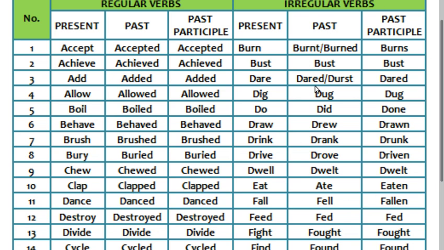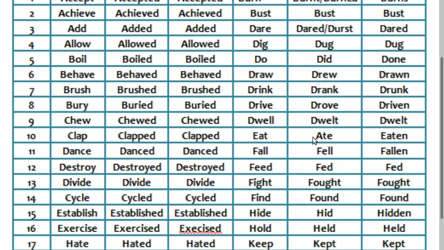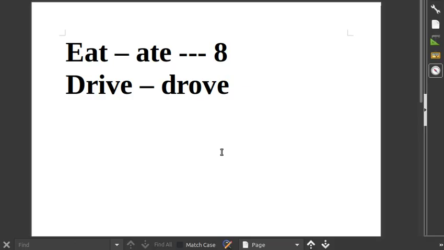Now here you have the irregular verbs in past. Here's a very good example, eat. We have there the word eat, it changes into ate.